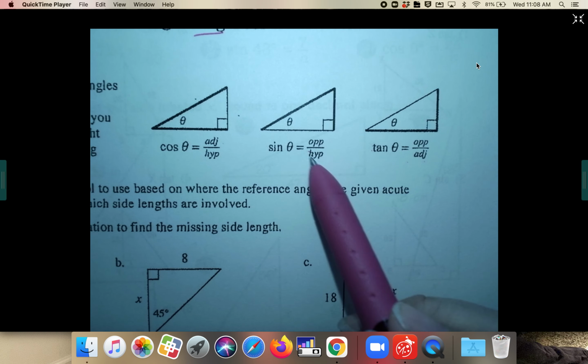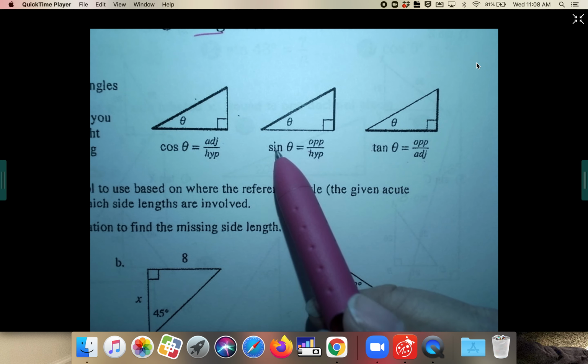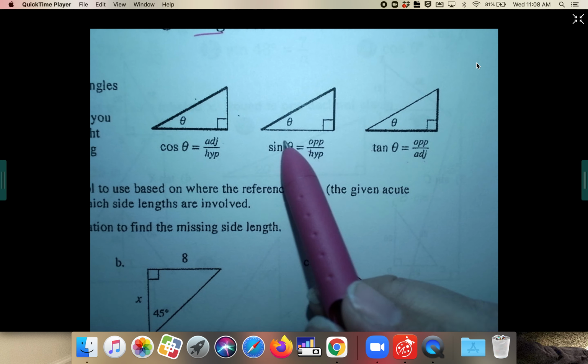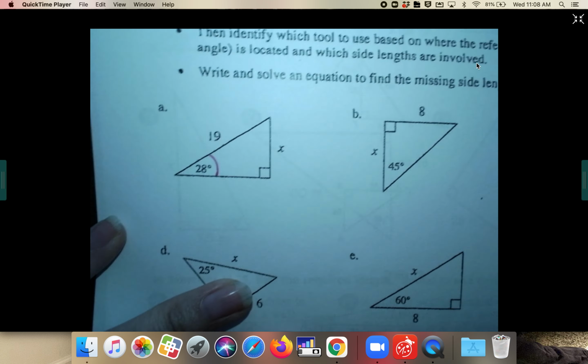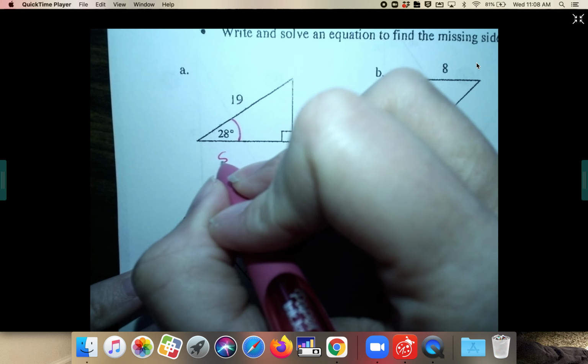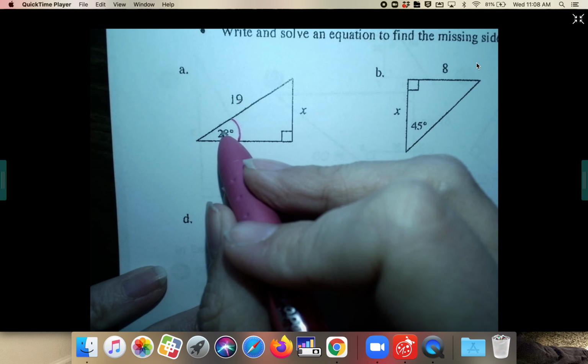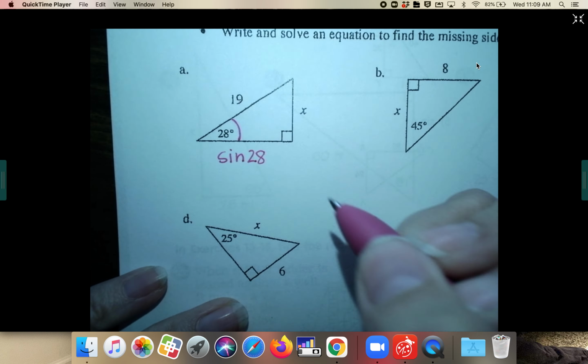So we want to use the sine. So we're going to choose to use the sine function. So I want to set up an equation with sine equals opposite over hypotenuse. So sine of our degree, sine of 28 degrees. So you need to put 28 degrees here.